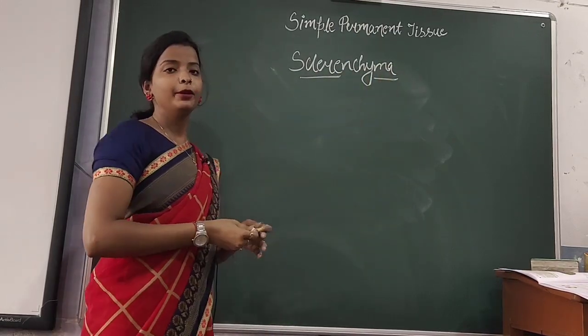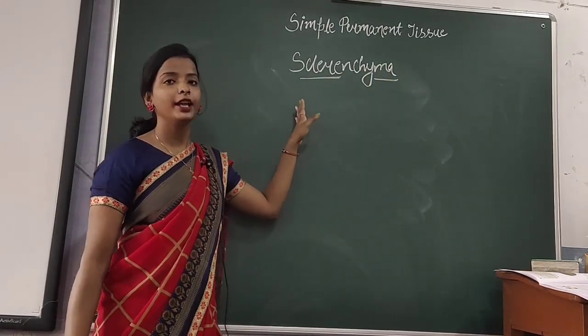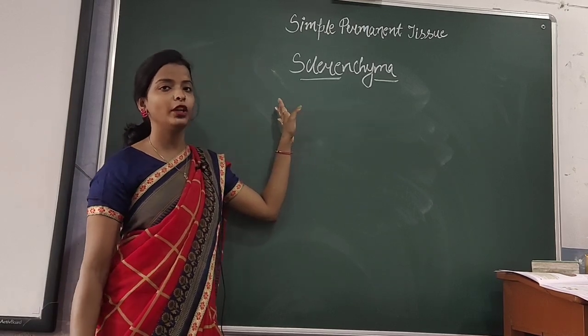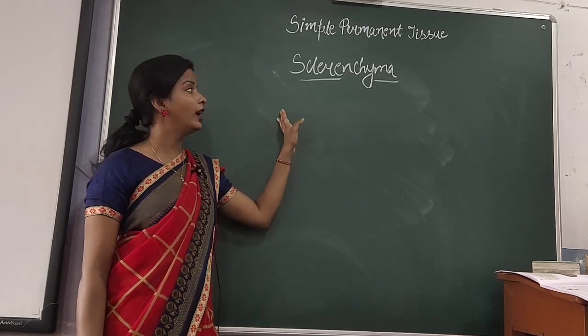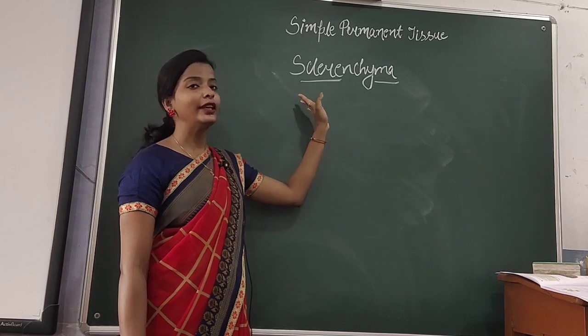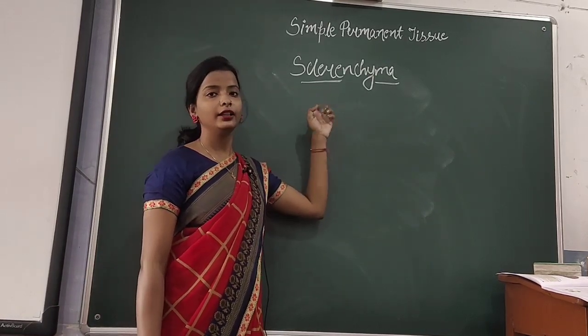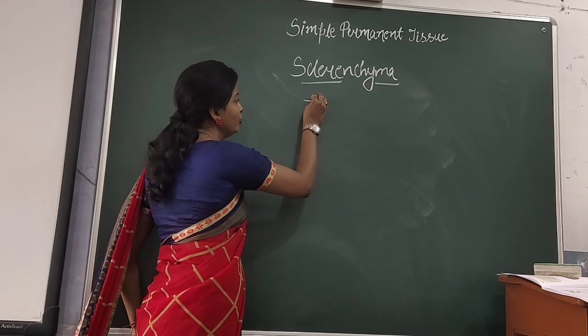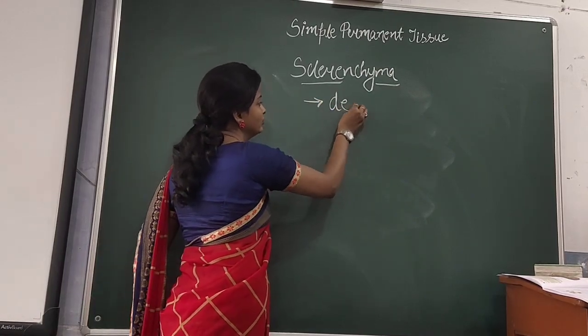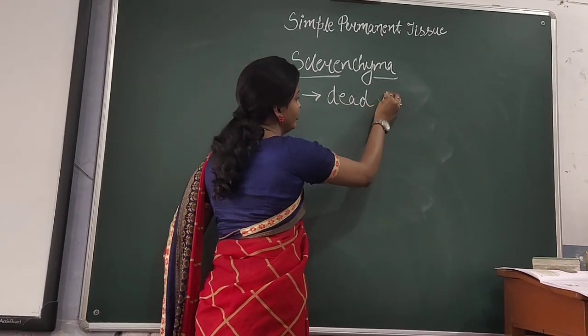And one thing I missed in collenchyma, that the collenchyma cells are also living cells. So the parenchyma and collenchyma are the living cells and the sclerenchyma are the dead cells. So when we will talk about the cells, they are the dead cells. So the first point will be dead cells.